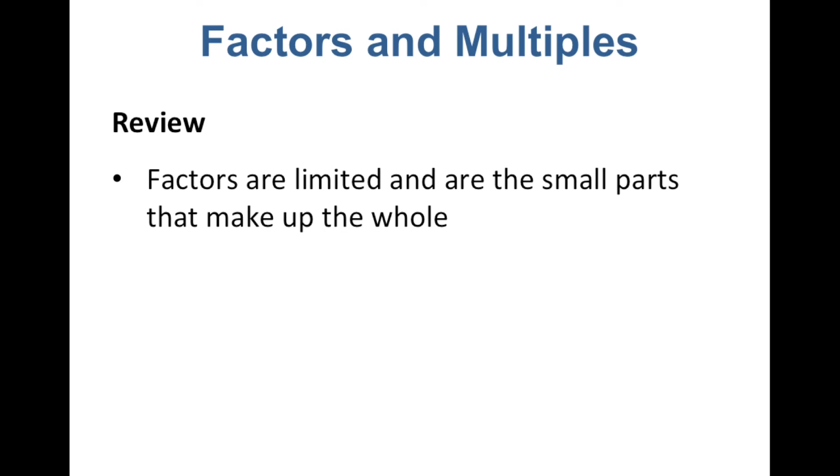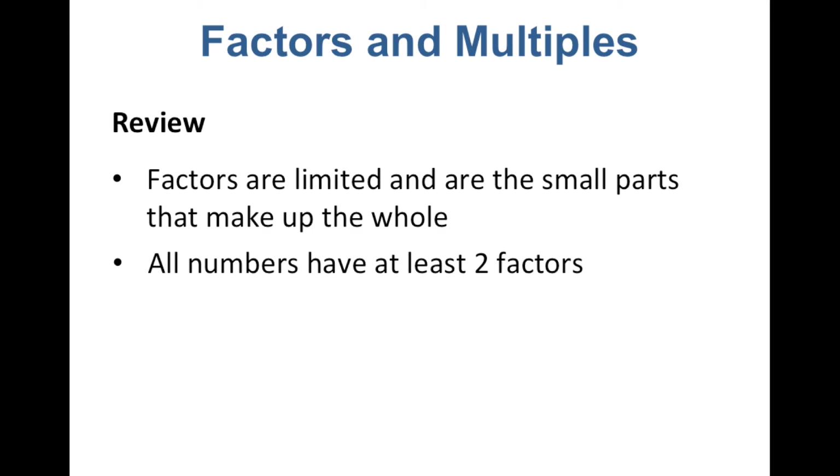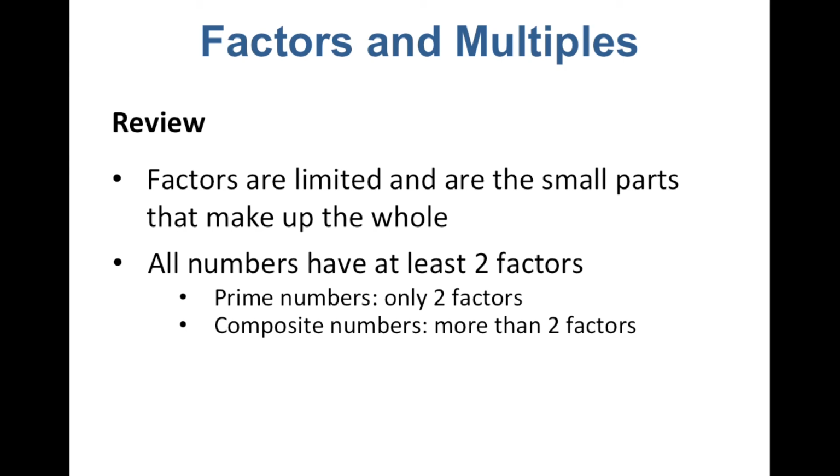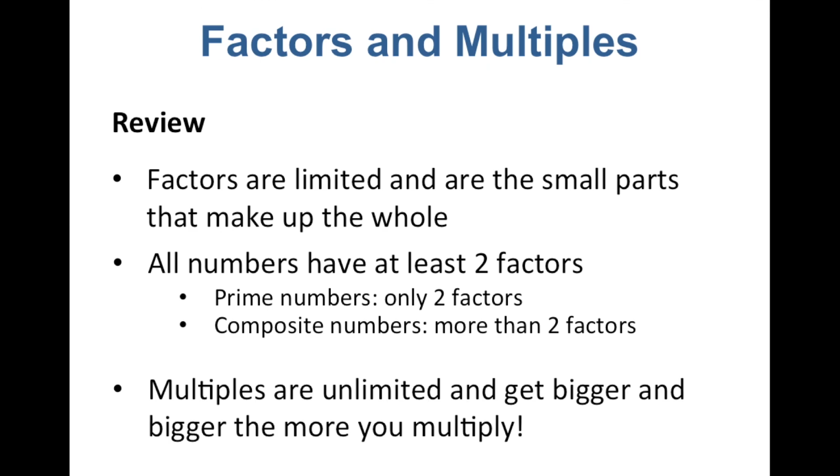Factors. Factors are limited and are the small parts that make up the whole number in multiplication. All numbers have at least 2 factors, 1 and the number itself. Those are called prime numbers that only have 2 factors. Composite numbers have more than 2 factors. They have 1 and the number itself, and then many other numbers that can make up that whole number. Multiples, on the other hand, are unlimited and get bigger and bigger the more you multiply.